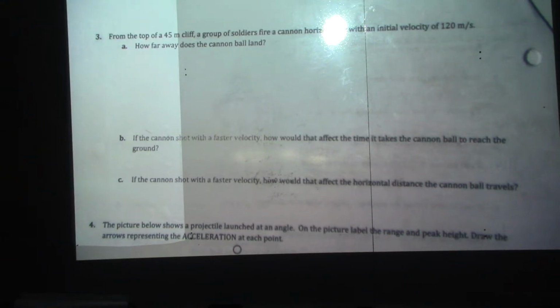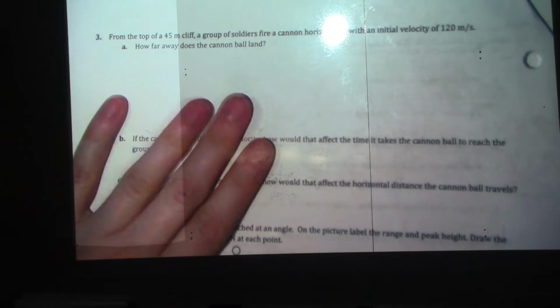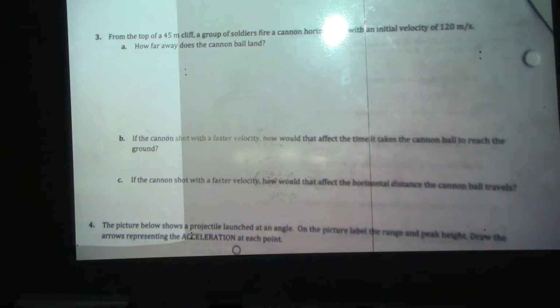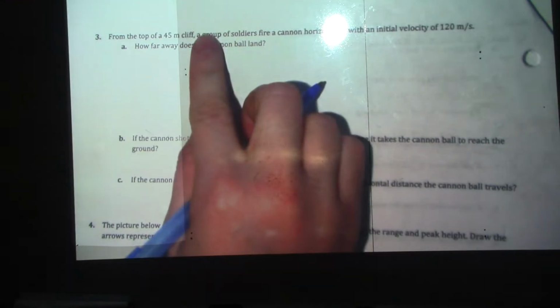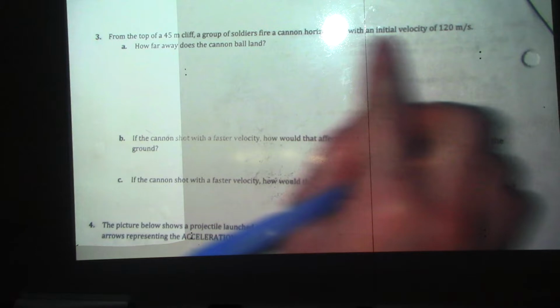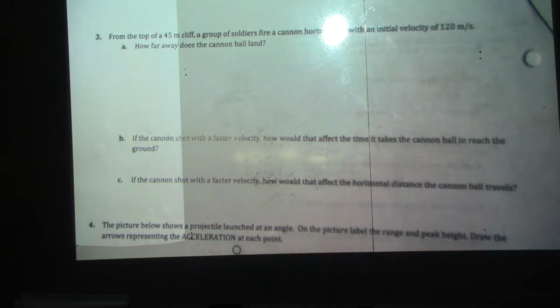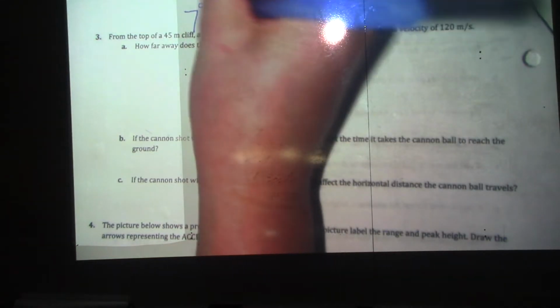So we talked about the front page in class, so I'm just gonna jump to the back of the first page. Okay. From the top of a 45-meter cliff, a group of soldiers fire a cannon horizontally with an initial velocity of 120. So this is a horizontal projectile.